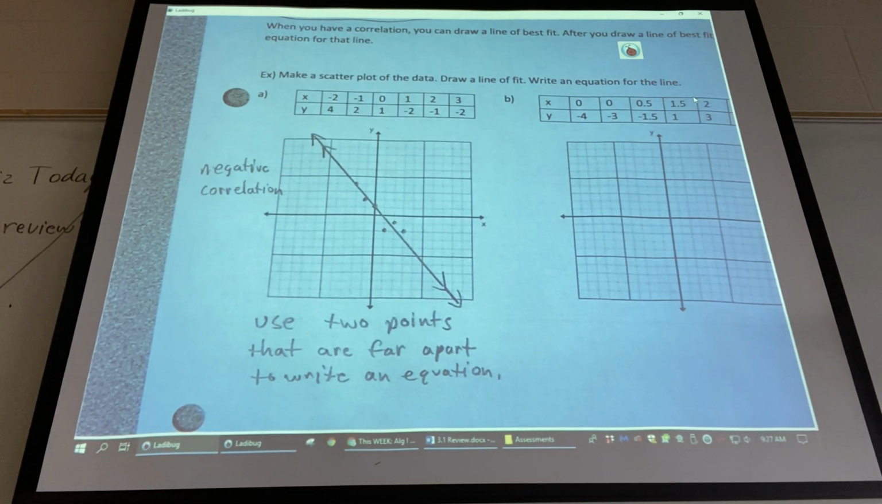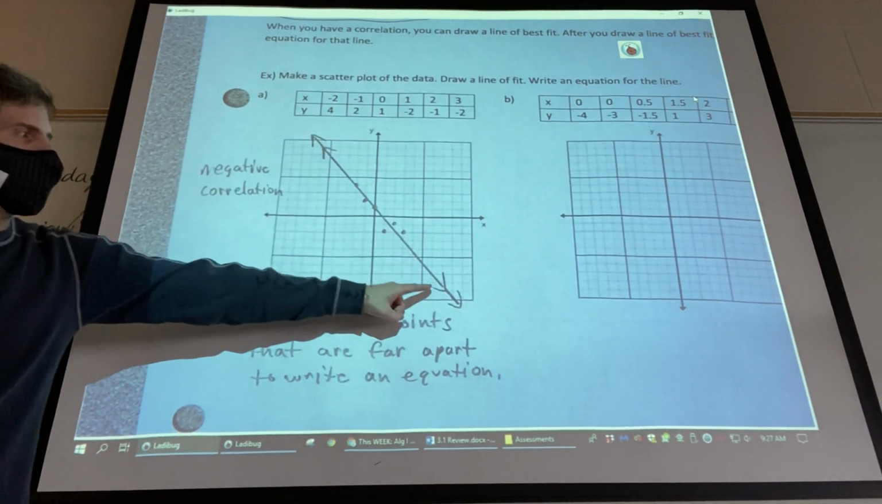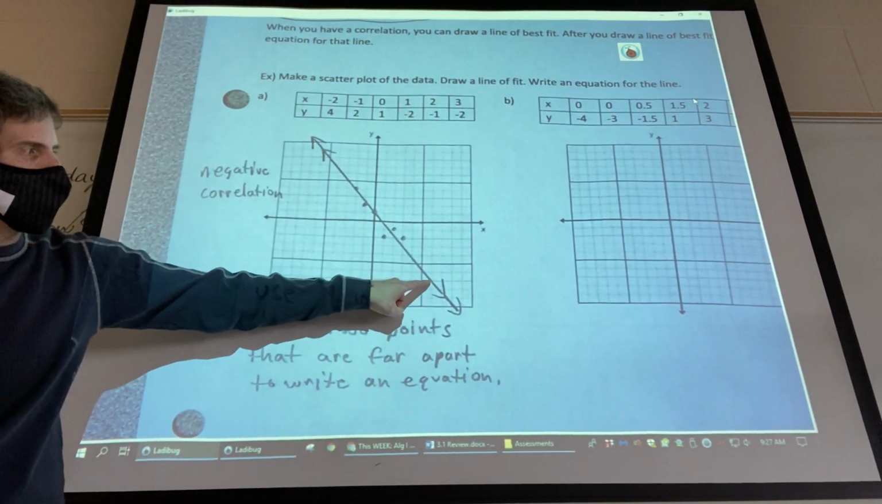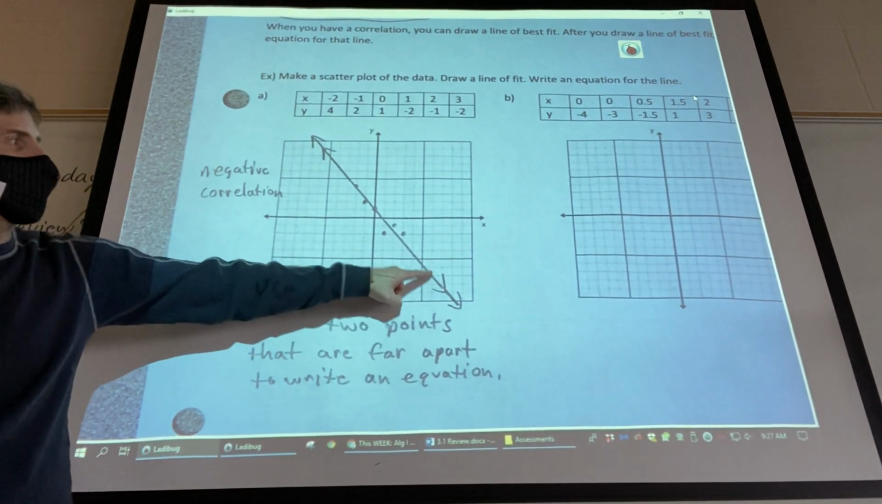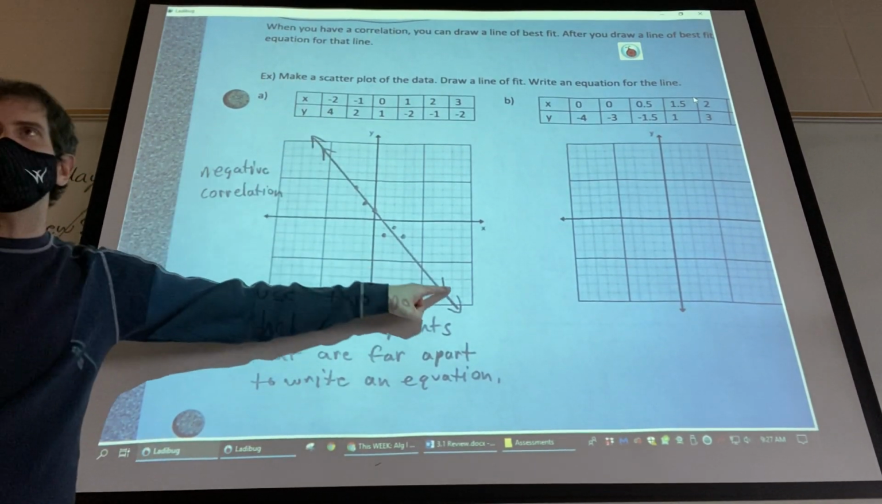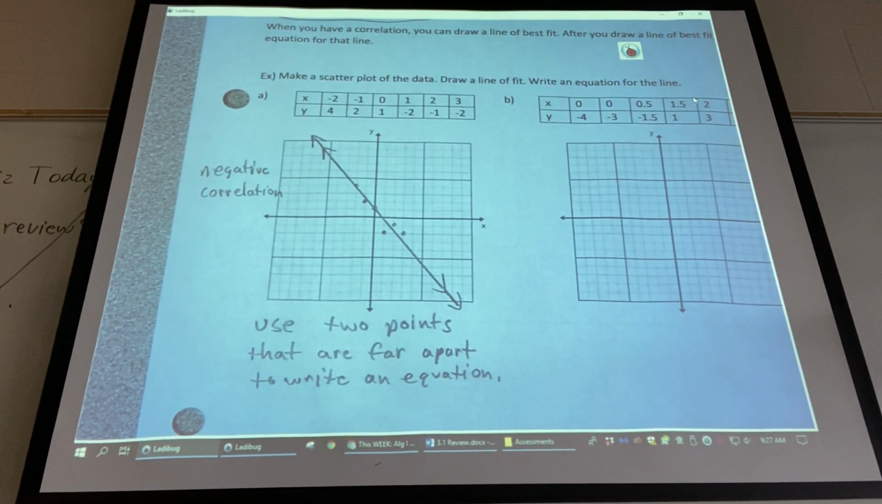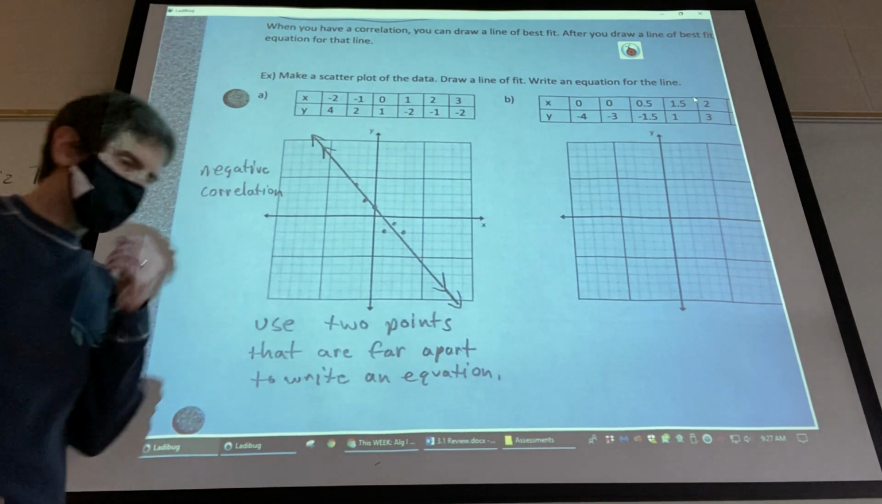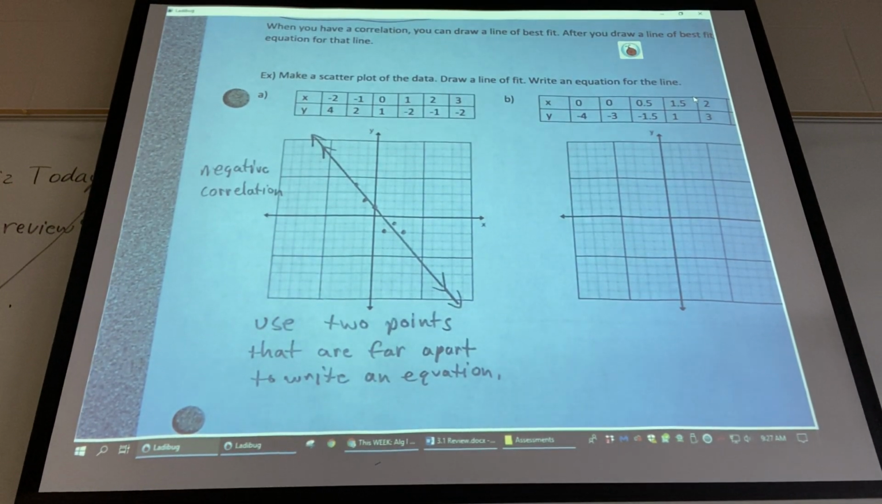All right. So, what I want you to do is I want you to find a nice coordinate where it hits a grid mark nicely, but try to get it as far apart as possible. That's going to make your equation way more accurate. Are you guys with me on this? Yes. Way more accurate. So, each of our lines of best fit are different, right?